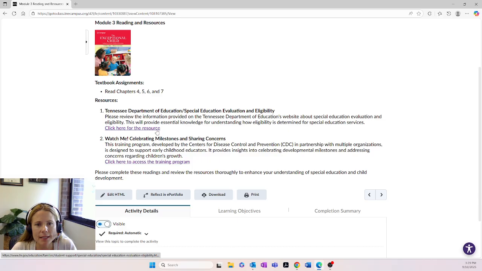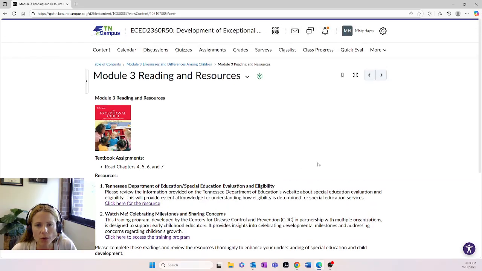One of them is going to be the Tennessee Department of Education, specifically under special education evaluation and eligibility. This is going to go through those different disability categories that Tennessee recognizes, right? And it's going to define the different disabilities. This will go along with those categories that we're defining. Also, there's another one developed by the Centers for Disease Control and Prevention, which is called Watch Me! Celebrating Milestones and Sharing Concerns, because we talked about how it's important for you to monitor those different developmental milestones in early childhood. So this is a great resource to go along with our lesson.